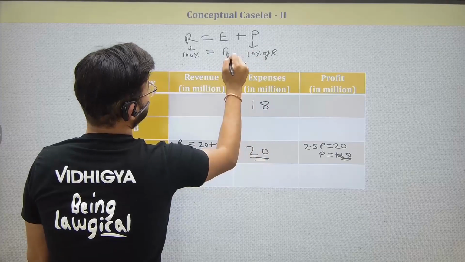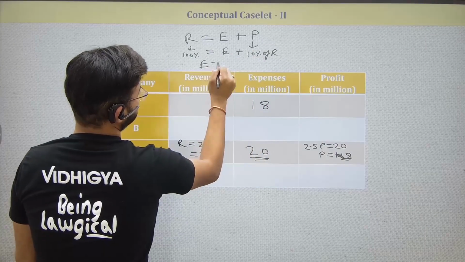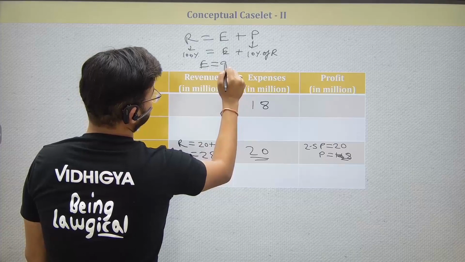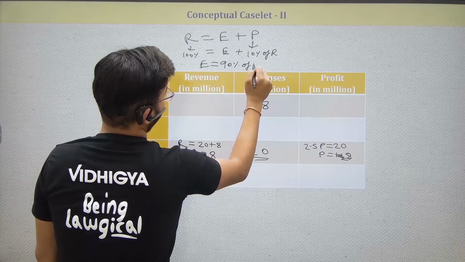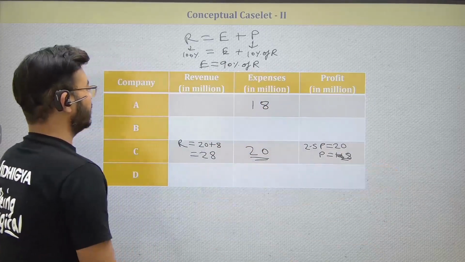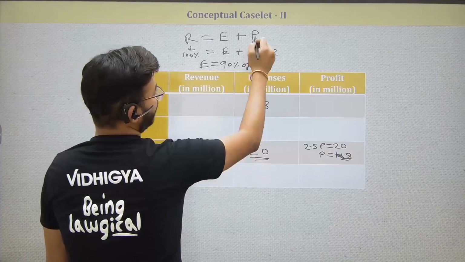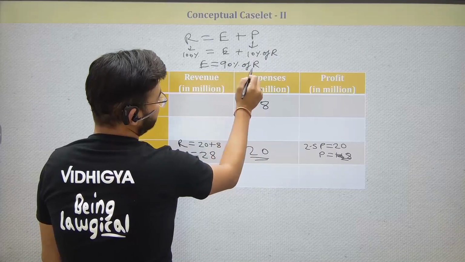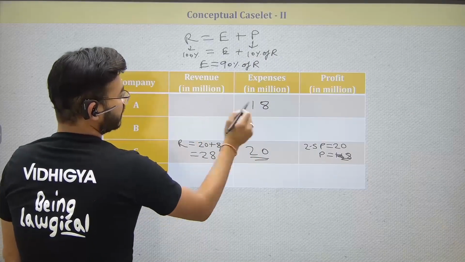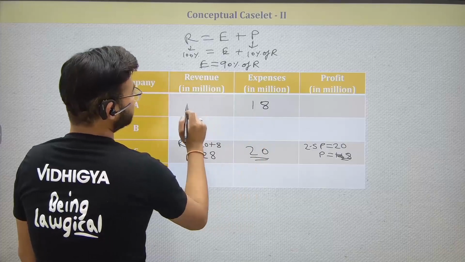That means we need to find expense. So expense will be again 100 minus 10, that is 90% of revenue. So in this it is given that profit of A was 10%, that means expense is 90% of revenue. And we know the value of expenses, say it is 18.